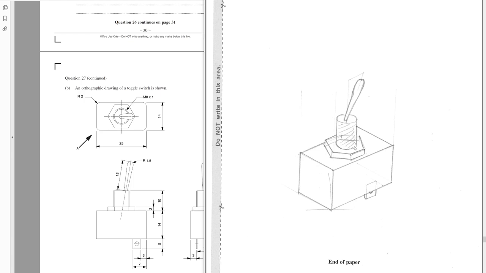To show the thread, I don't really know, because we don't draw a lot of pictorial threaded stuff. I'm not sure how to draw it, so I just indicated that I knew that it was supposed to be threaded. Like I said, I don't think you lose a mark either way. I probably spent more time on drawing this switch than I needed to. I also probably spent more time figuring out where this pin was than I needed to.